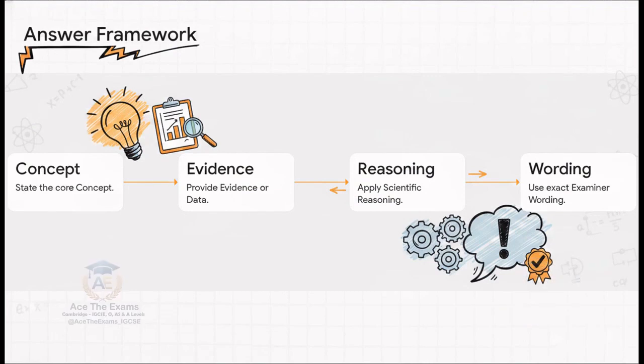So here is your first massive quick win. This is a 4-step answer framework that structurally guarantees method marks every single time you get hit with a descriptive or explanatory question. Step 1, state the core concept. Step 2, provide the evidence or data. Pull this straight from the source material or graph. Step 3, apply scientific reasoning to actually connect that data back to the concept. And step 4, lock it all in with precise examiner wording. When you use this structure, you're physically forcing the examiner to give you the marks.